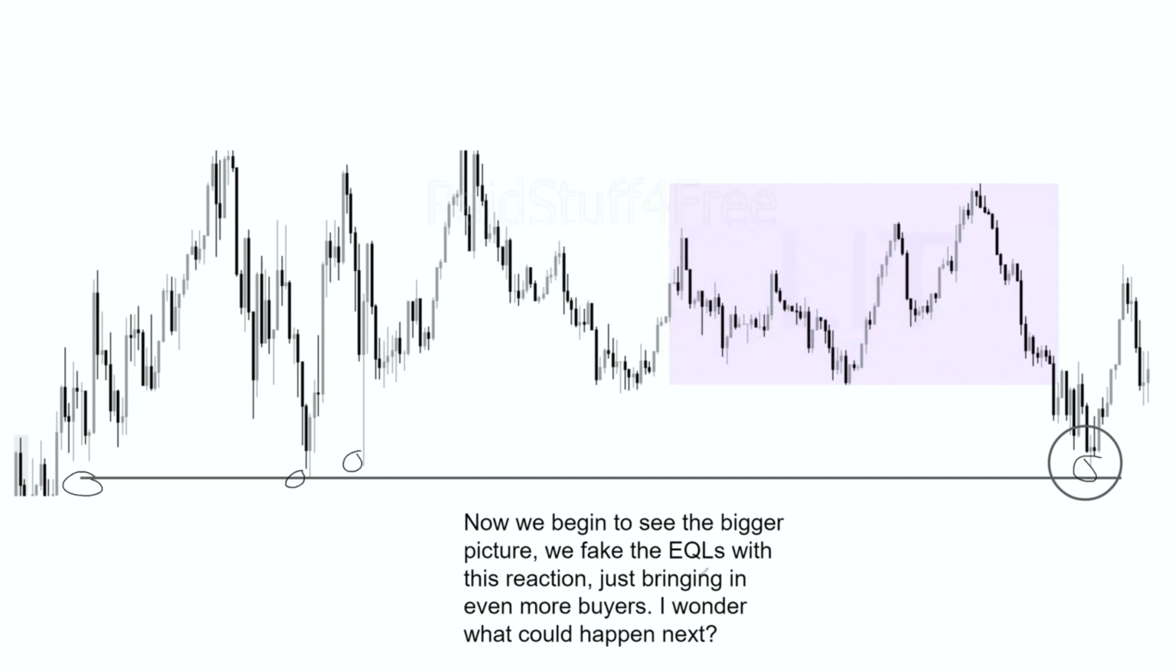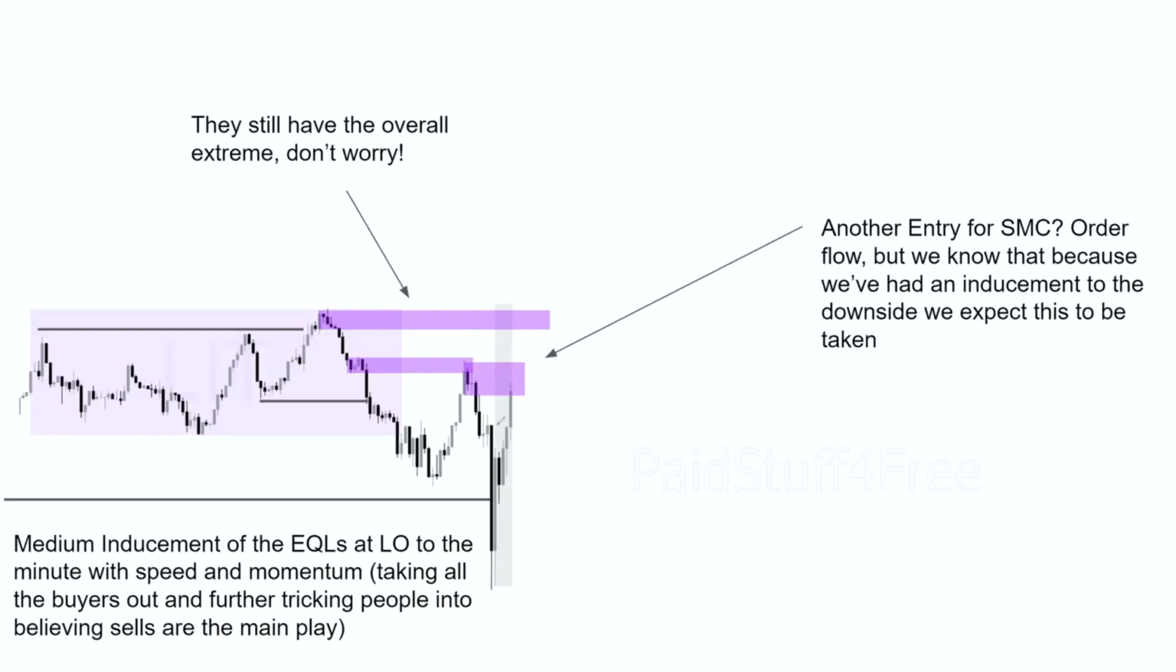So what's likely going to happen next? Well, we know we're faking the reaction from these equal lows. We've had an overall inducement high of these equal highs. So now, very likely, we're going to come out and collect all of those stops. That makes sense. That's obviously our medium inducement of the equal lows, taken with speed.